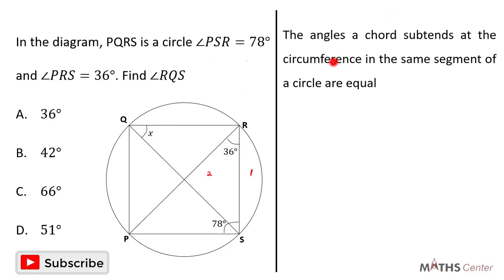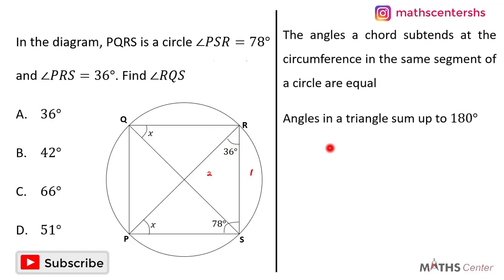The theorem says that because the chord subtends these two angles at the circumference in the same segment, these two angles are equal. So if angle RQS is X, then it means that angle RPS is also X. If you consider the points P, S, R, we can see that we have the triangle PSR. The interior angle here is X, the interior angle here is 78 degrees, and the interior angle here is 36 degrees. The angles in a triangle sum up to 180 degrees.